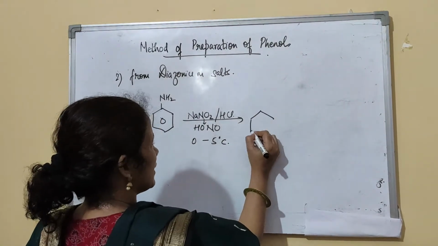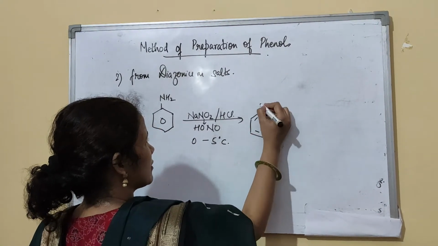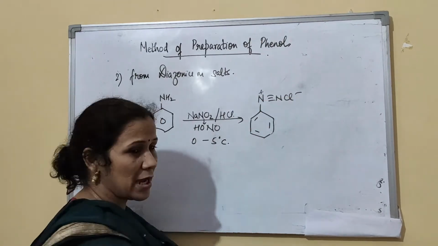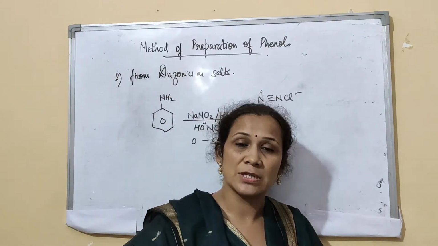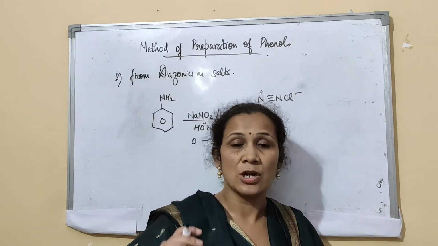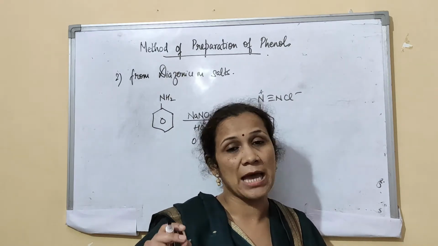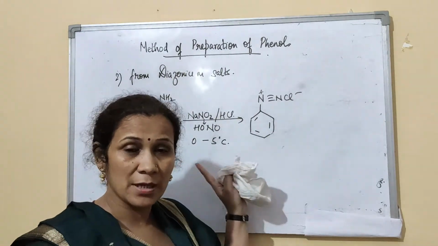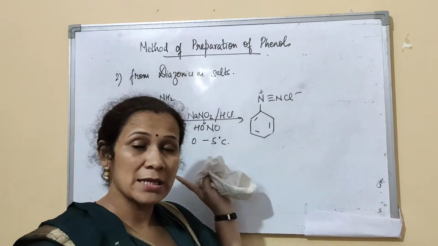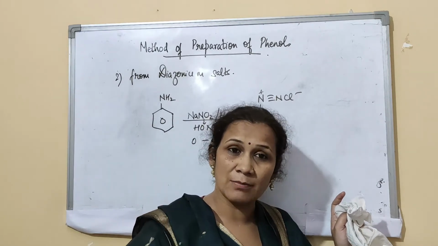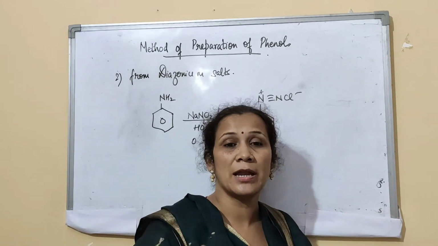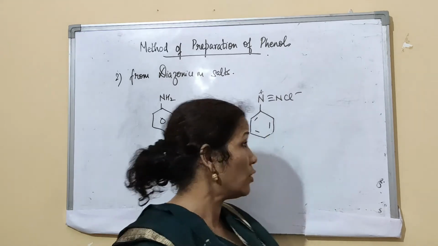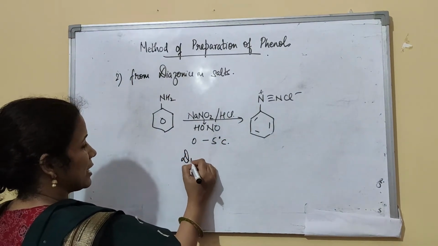Then we get benzene diazonium salt. Now this reaction is very important. Why? Because this reaction can be used as a test to distinguish aromatic amines and aliphatic amines. You can see this is an aromatic amine. It is giving you diazonium salt. But instead of this, if we take an aliphatic amine, instead of a diazonium salt, in the end you will be getting an alcohol. So that is very important. So this is a test also, and this part is known as diazotization.